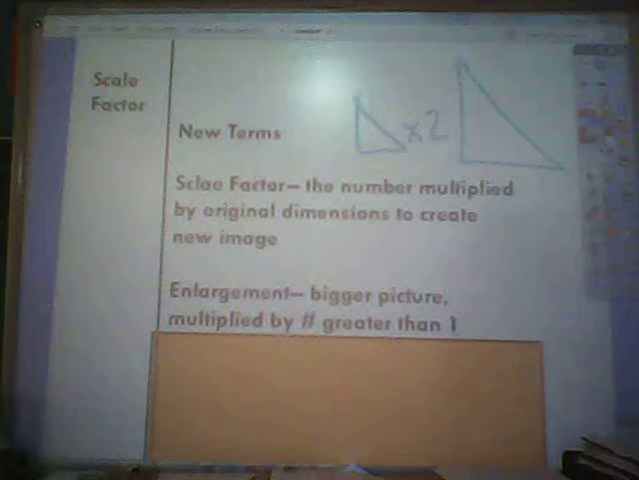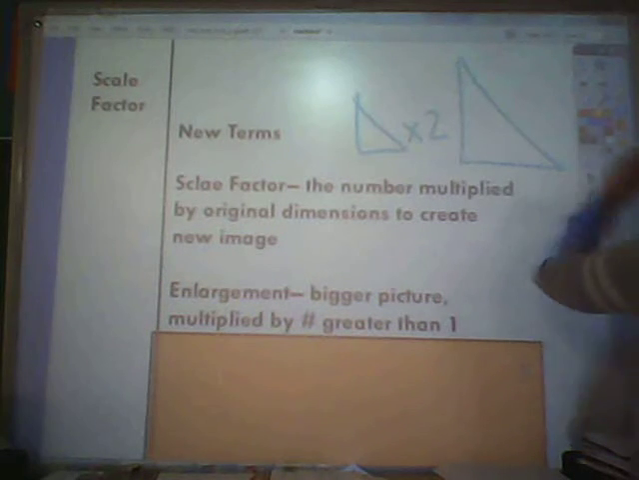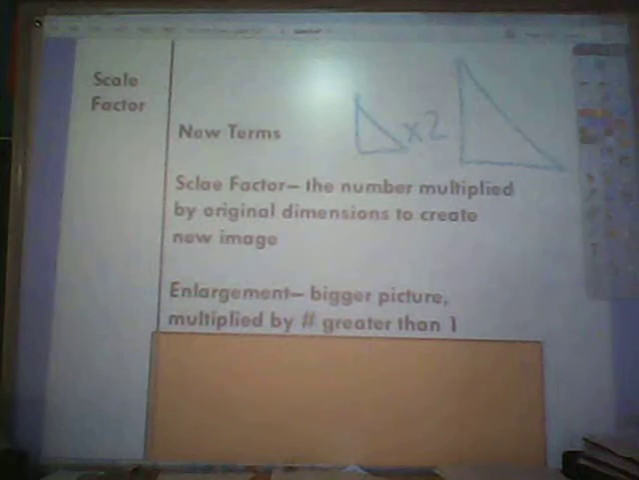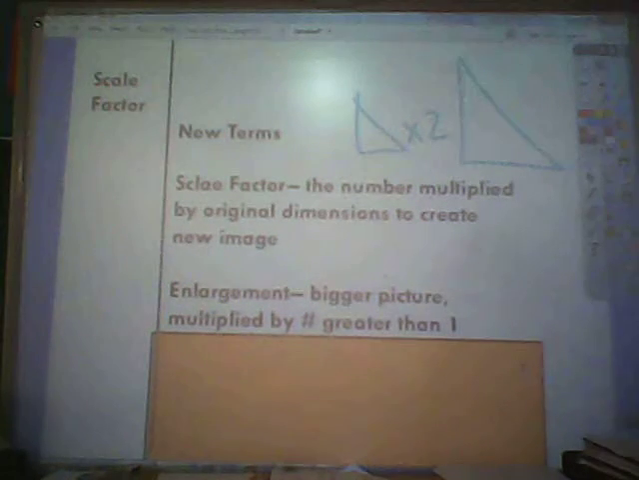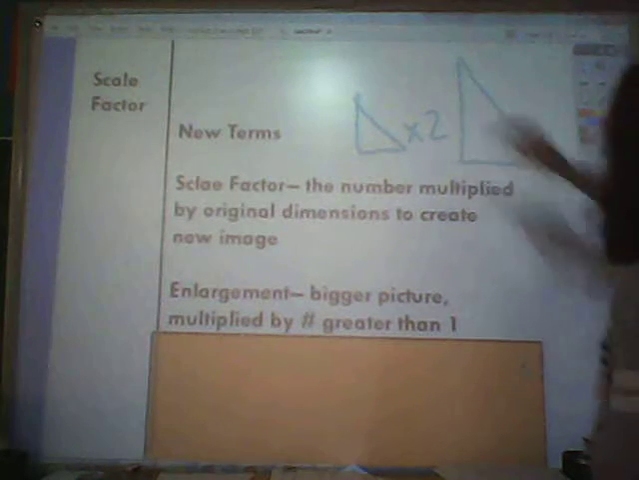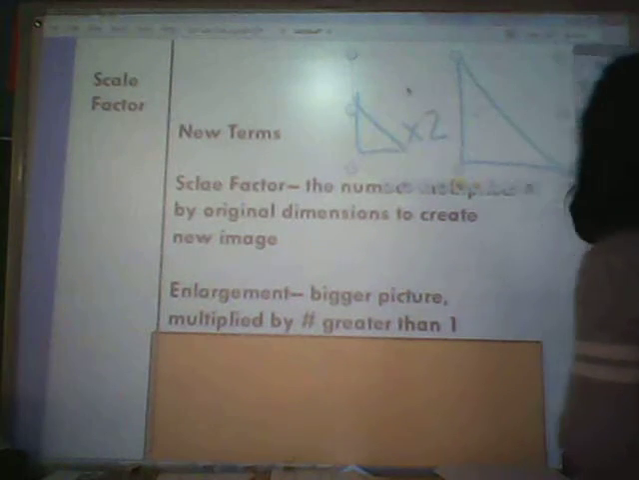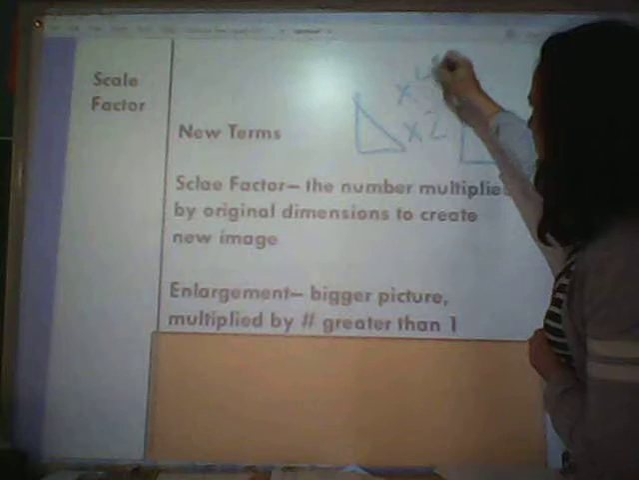there's an enlargement. This would be an example of an enlargement because we have created a bigger picture. It is multiplied by a number that's greater than 1. So 2 would be a good example, or times 4, or something to that extent.